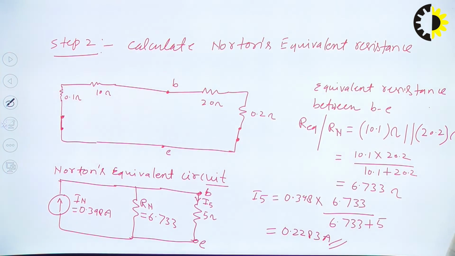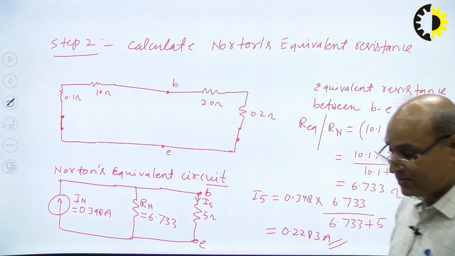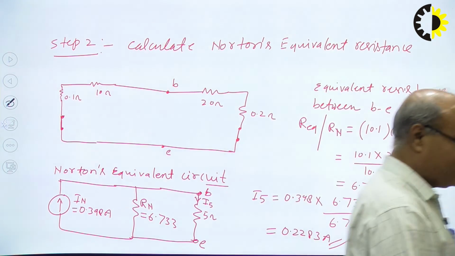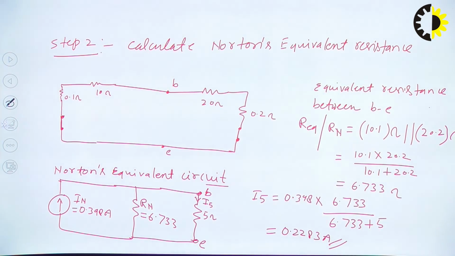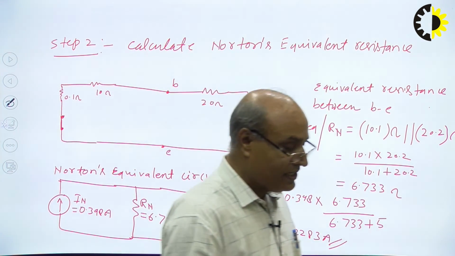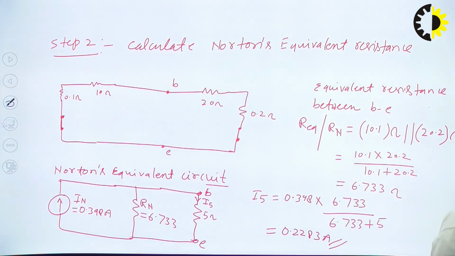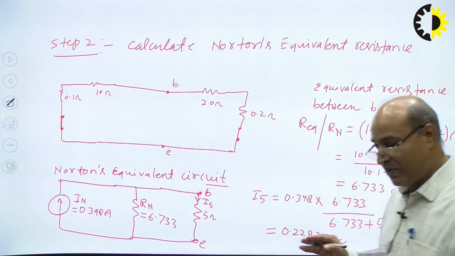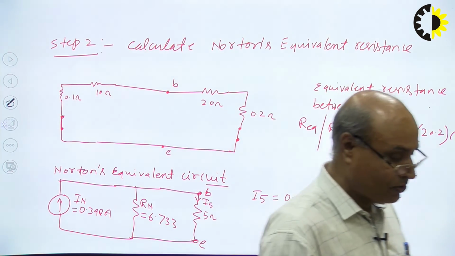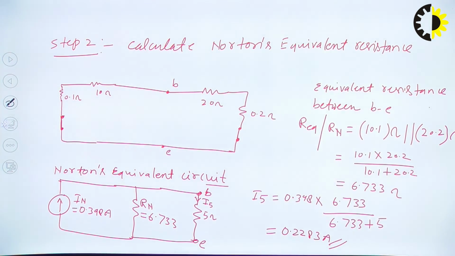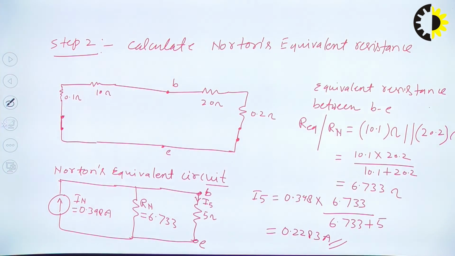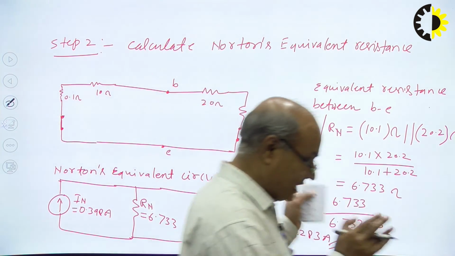So this is how we can apply Norton's equivalent, or Norton's theorem, to a complex network. What we have seen in this lecture is the explanation of Norton's theorem, right? Norton's statement is that any linear bilateral active network connected across a load can be replaced by a simple two terminal network having a current source in parallel with a resistance across the load terminals, right? This was the statement, and we explained this principle.